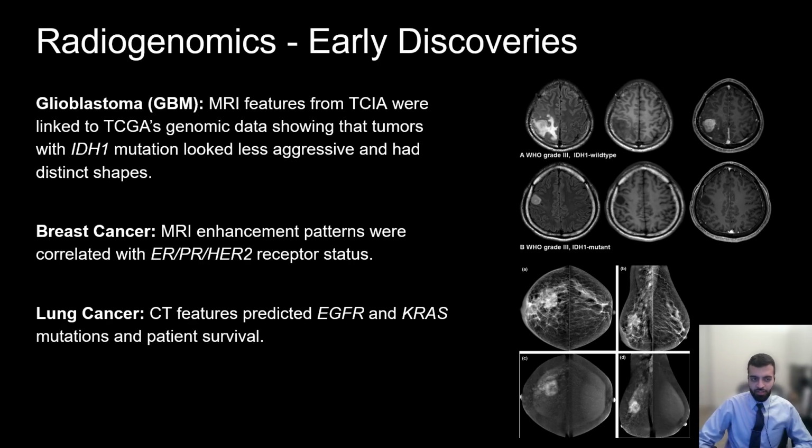And so some examples of this are like the IDH1 mutation overall looking less aggressive and having distinct shapes on MRIs, or MRI enhancement patterns that correlated with certain receptor status in breast cancer.